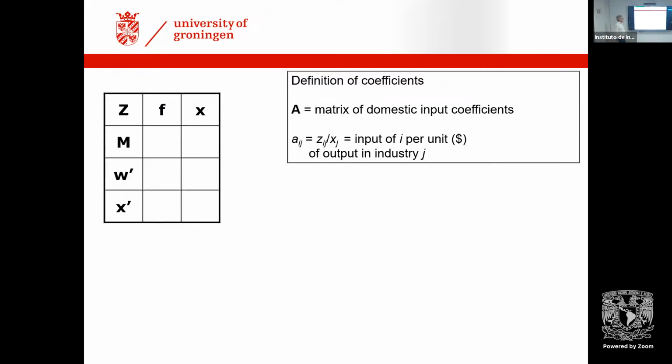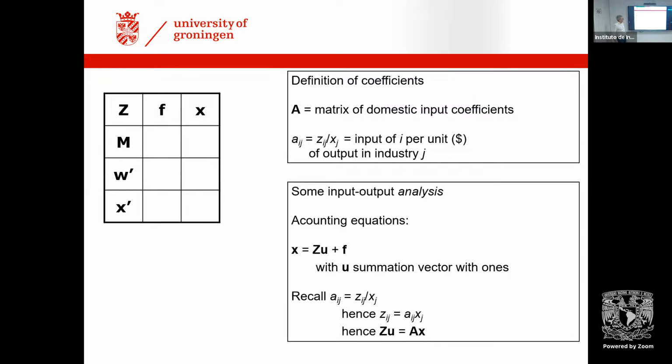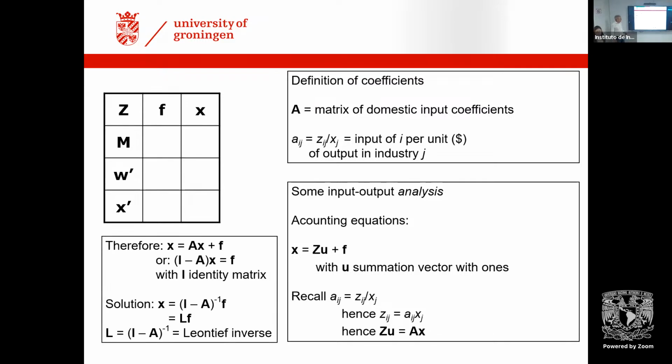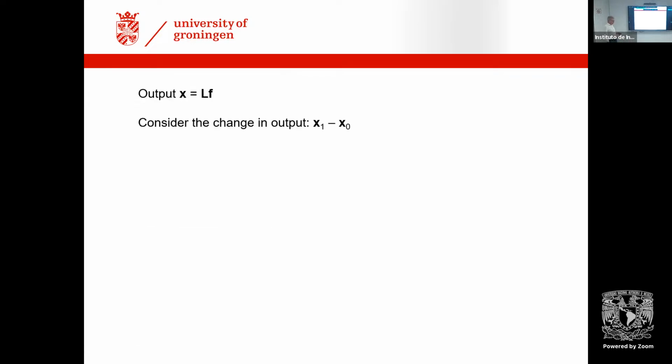We calculate the matrix of domestic input coefficients. We do some input-output analysis. We structure the accounting equations. We arrive at the input-output model that we've seen on Tuesday: X equals AX plus F, and the solution is the Leontief inverse times the final demand. That is the starting point.